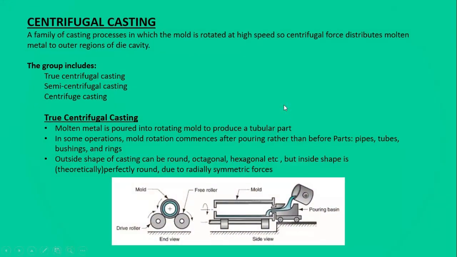What is the centrifugal casting? As the name suggests, in this kind of casting we utilize a centrifugal force to distribute the molten material into the mold cavity. So it's a family of casting processes in which the mold is rotated at a high speed. So the centrifugal force distributes molten material to the outer region of the die cavity.